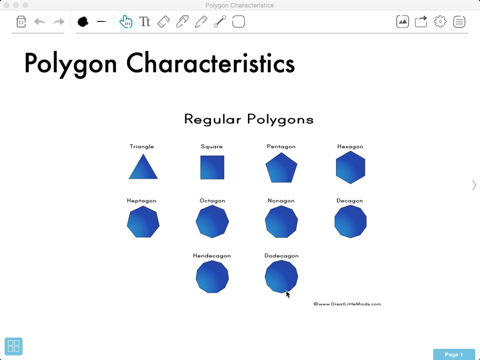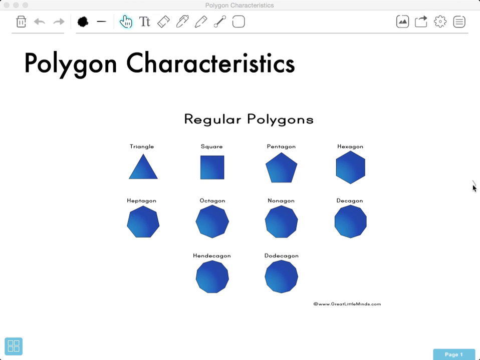Typically on the exam, they do expect you to know how many sides the common polygons have. So triangle, square, pentagon, hexagon, and octagon with 8 sides. And if they start using a weirder polygon, they'll usually tell you the number of sides.